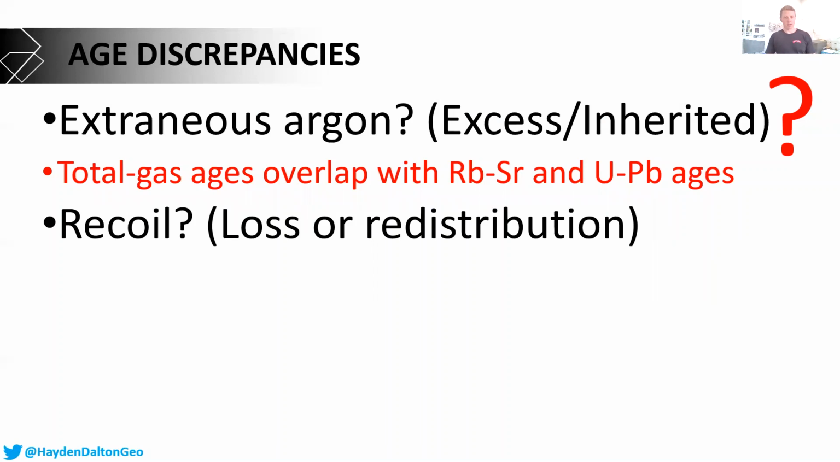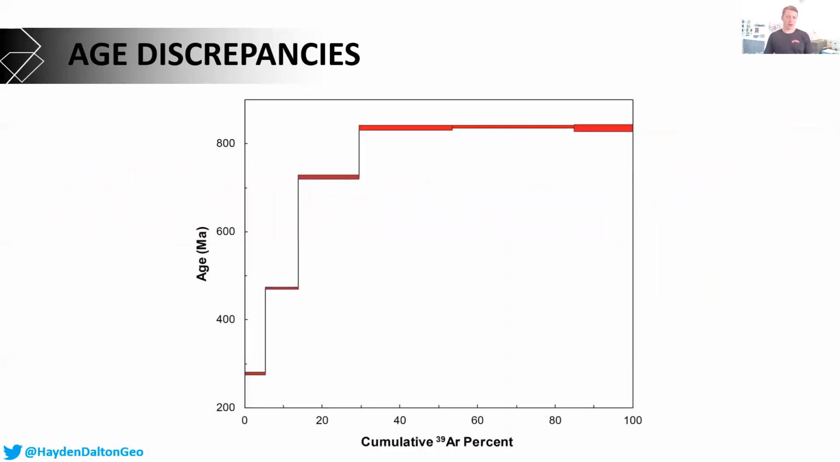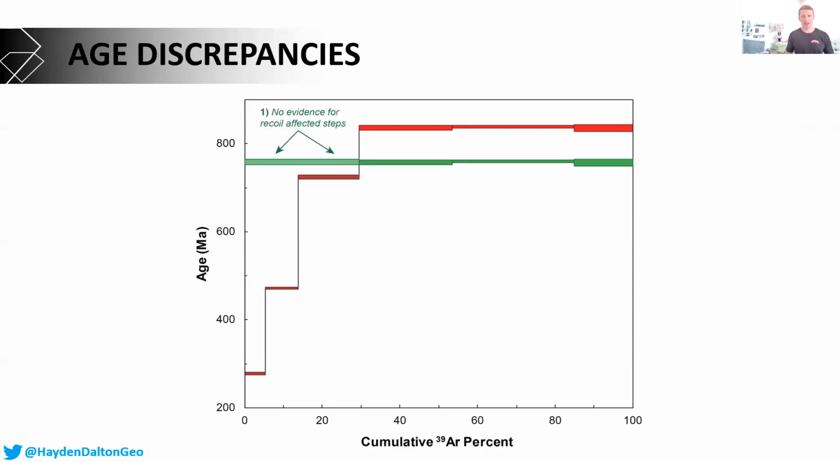So what about recoil? If we look at the two types of spectra we have for plateau ages, we have a lot of cases where there are steps up before we reach the plateau. And then we have, I guess, the ideal case where the release spectrum is completely flat. In this case, there's no evidence for any recoil effects in the release spectrum. As a result, the plateau age is consistent with the uranium lead and the rubidium strontium age, and also the total gas age. So all of the four different ages we're comparing here overlap.